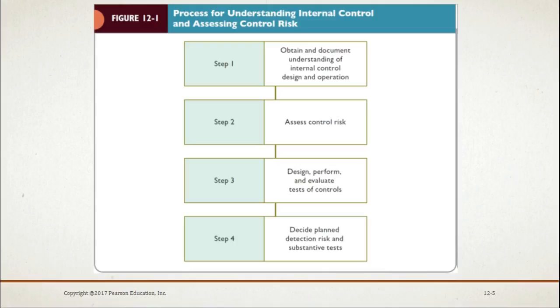Here, we have an overview of the process of understanding internal control and assessing control risks. This figure shows that there are 4 steps in the process, which we have discussed in the previous slide. We will also discuss these 4 steps in a lot more detail in the later slides. You can find figure 12-1 on page 368 of your textbook.